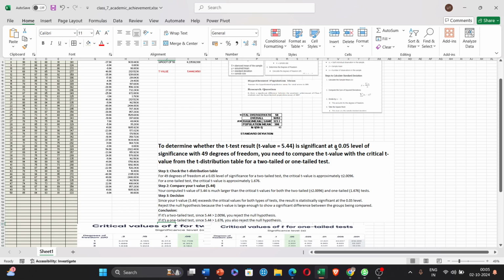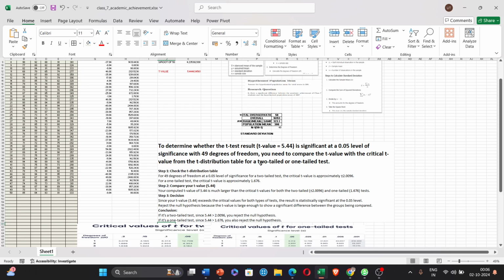Is it significant at the 0.05 level with the degree of freedom? We need to compare the t value with the critical t value. Now we have to go for the critical t value. What we have calculated is the t value. This calculated value will be compared with the table value. The table value is the critical value. So for the critical value, we have to go for the t distribution.